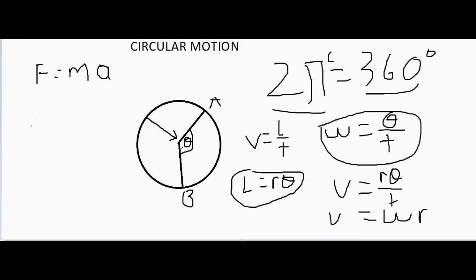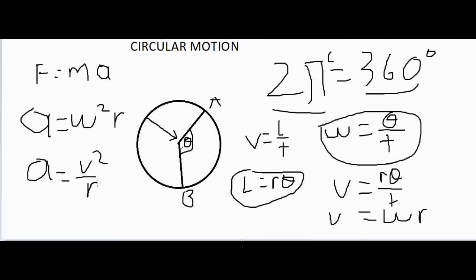So this centripetal acceleration that causes the force is equivalent to omega squared r. So it's equal to the angular velocity squared multiplied by the radius. It is also equal to the instantaneous velocity squared divided by r. So these are the formulas you need to know for circular motion.